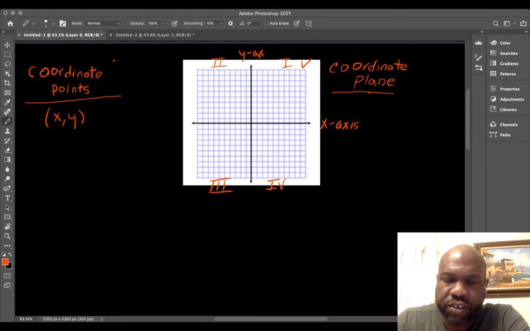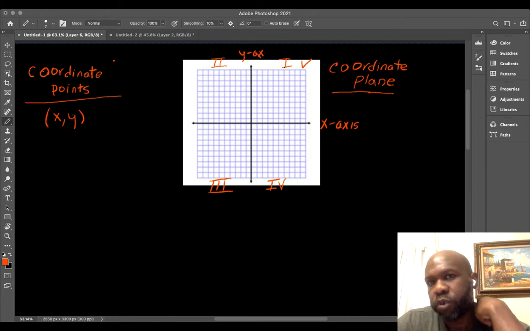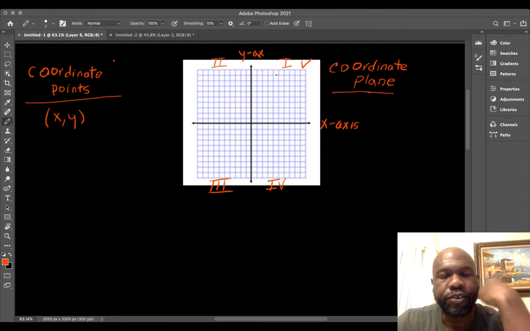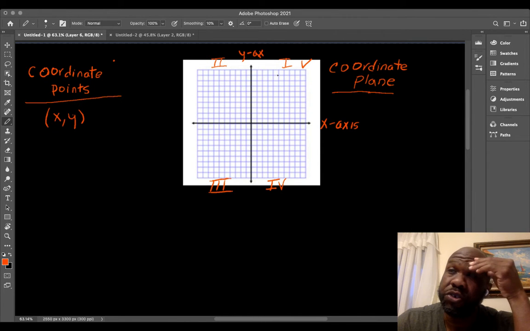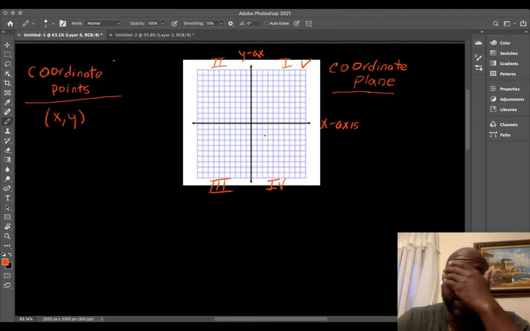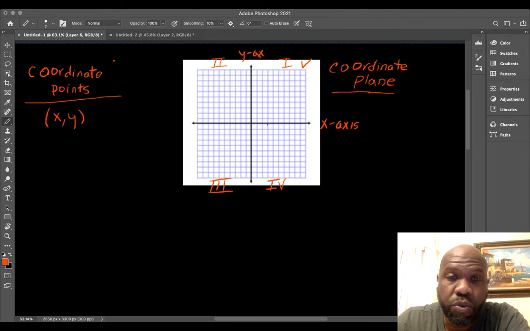The coordinate plane has four different quadrants. Quadrant one is what we're mostly going to be working with in our situations. Then there's quadrant two, quadrant three, and quadrant four. Each quadrant has different properties, in that the x and y values of the coordinate points have different combinations of negative and positive values.